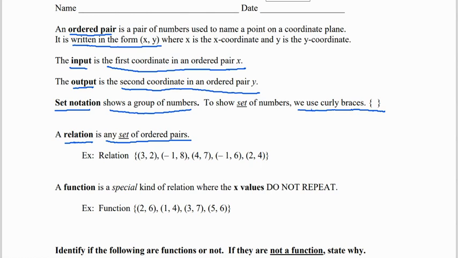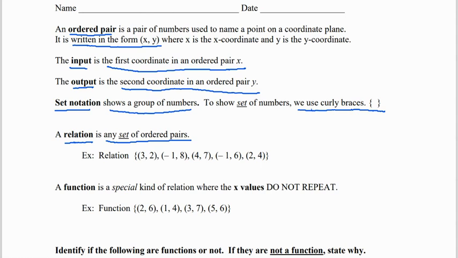Notice here in this example, we're writing it in set notation. We're putting those ordered pairs in that grouping of braces. But also know that you could have a bunch of points plotted on a graph, and that's a relation because points plotted on a graph are just a bunch of ordered pairs. So there's lots of ways to represent relations. The most basic way is literally listing the ordered pairs.